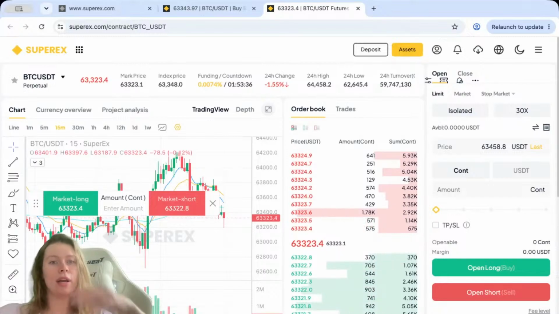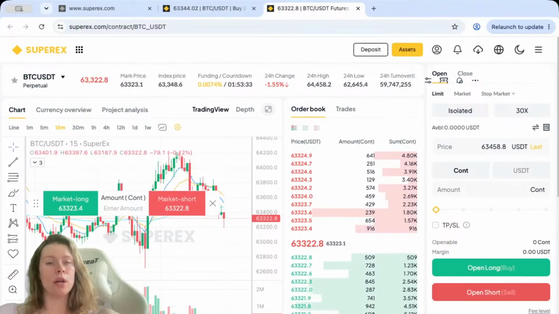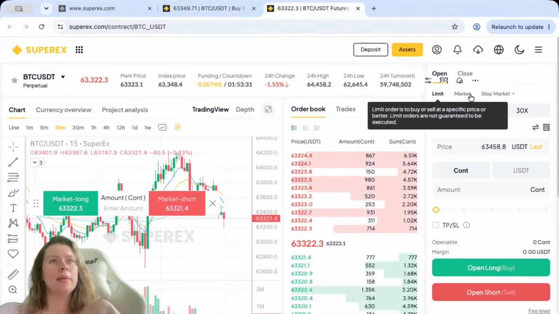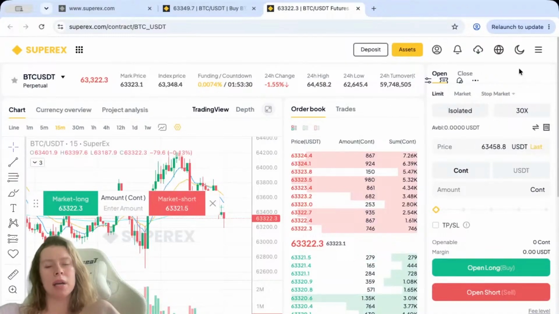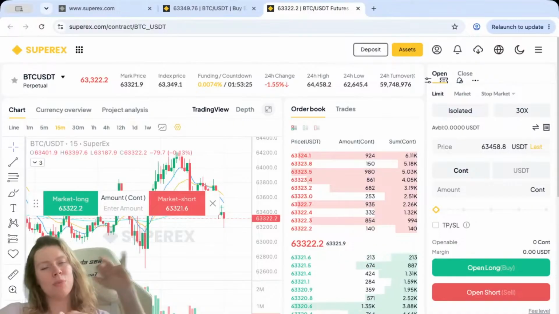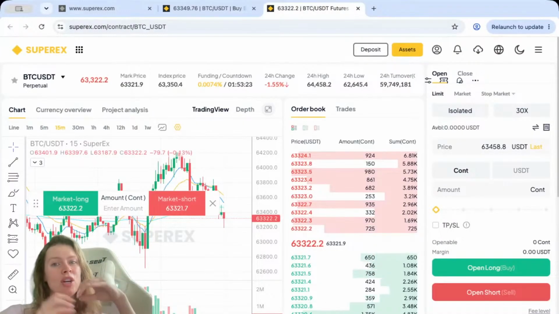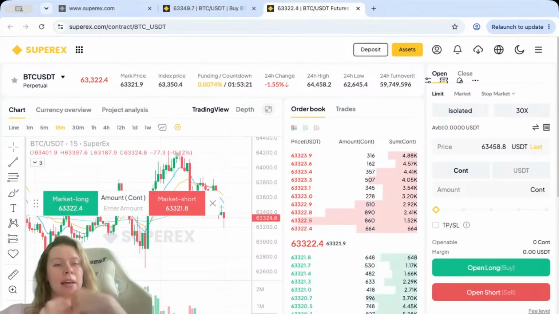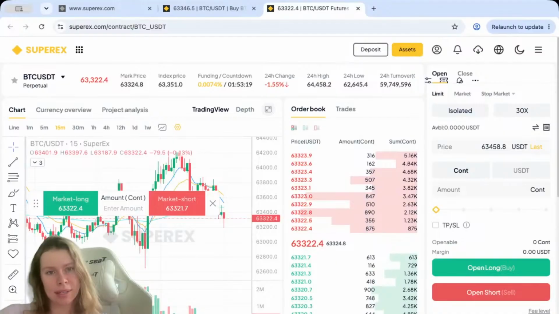Okay, now we're going to be setting up our actual order. So we're going to be doing limit, but remember you could do market and stop market. But limit order, it's the same as what I said for the spot tutorial. It lets you pick your exact buy price instead of taking the market, which we like. I just feel a lot safer with that.